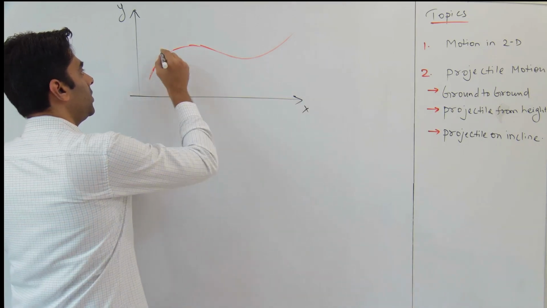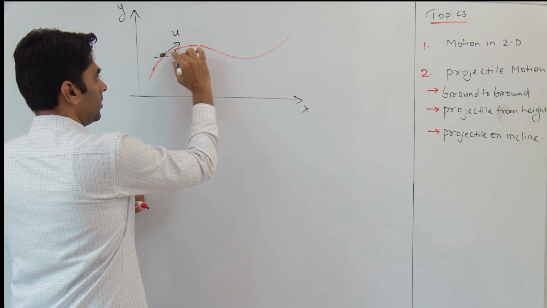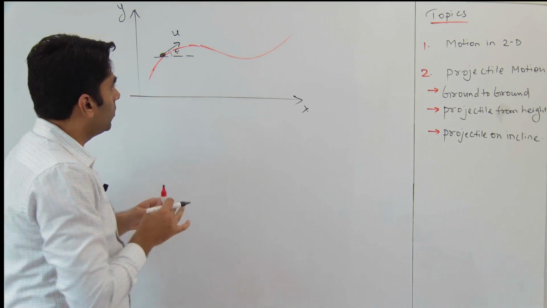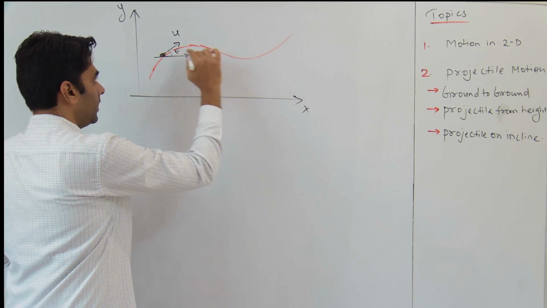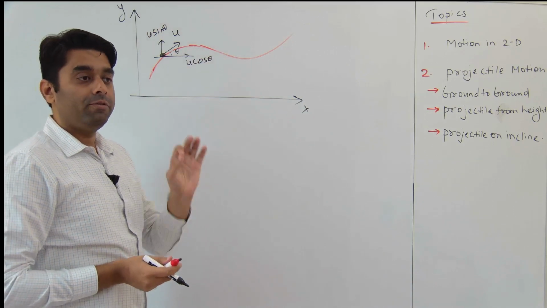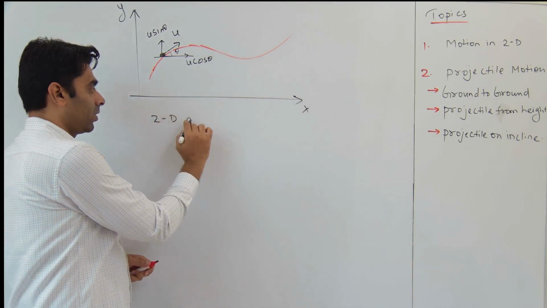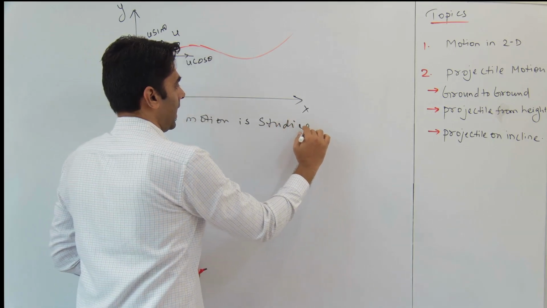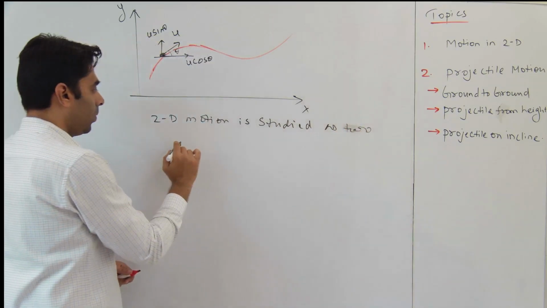Basically, let's suppose a particle has a velocity of u at this instant, and it makes an angle of theta with the horizontal, and it is moving along this curved path. Now this velocity u we can break down into two components. This will be u cos theta and this will be u sin theta, right? How do we deal with motion in 2D? We break down motion into two one-dimension motions. So 2D motion is studied as two 1D motions.